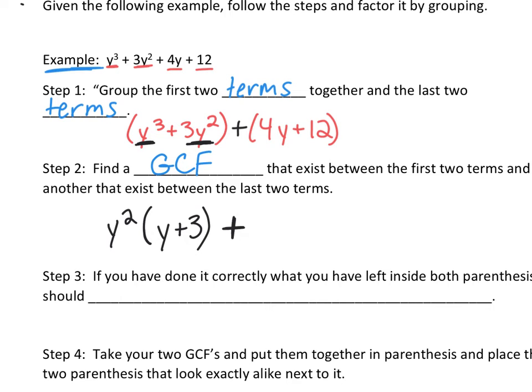Now we've got 4y and 12. What do those have in common? 4. Do they have any variables? No, because the 12 doesn't have one. So now I'm taking out 4. 4y divided by 4. 12 divided by 4. Plus 3.